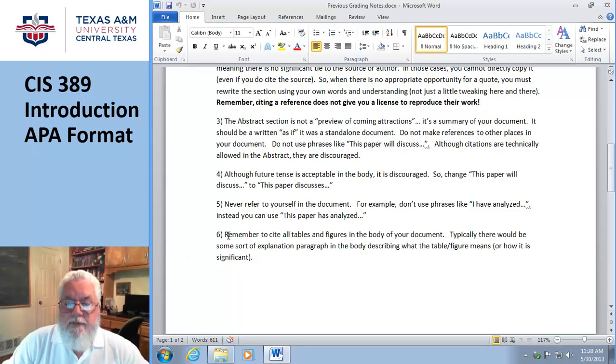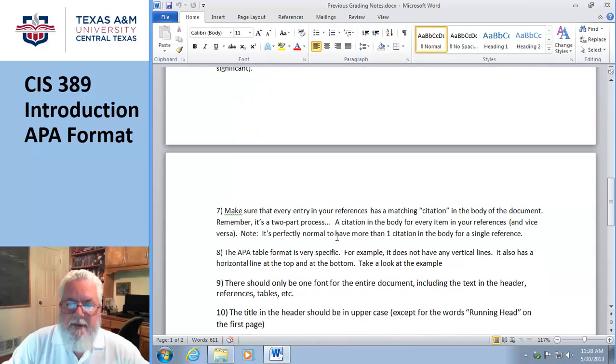So please do remember to cite all tables and figures. You can't just throw a table or a figure in there unless you refer to it somewhere in your document. And don't just say table 1. I mean, normally you're going to have a sentence or two that describes how table 1 is significant or what the point of having it in there is. So yes, that's going to have to happen.